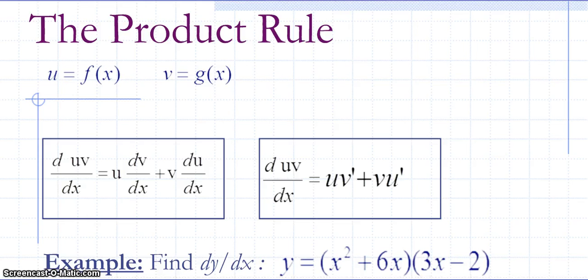So this is where we introduce what we call the product rule. The product rule is, if we have two functions, in this case I'm going to say u is f of x and v is g of x, then d(uv)/dx, where uv is u times v, is u times dv/dx plus v times du/dx. Or I can rewrite it as d(uv)/dx is u v prime plus v u prime, or I could write this as u prime v plus u v prime.